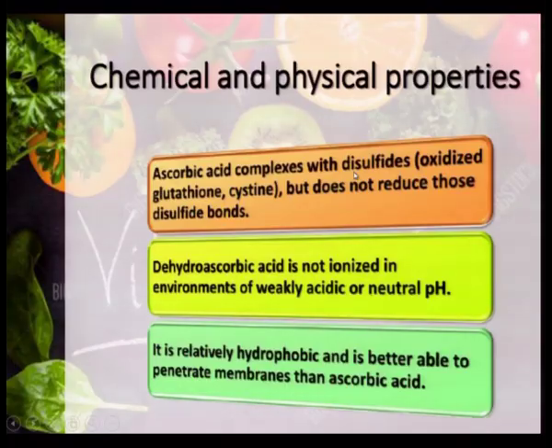So, one reason when people have a dietary supplement of vitamin C taken in the form of fresh food or fruits would be able to effectively handle this kind of mechanism of scavenging free radicals. So, you look at this picture where ascorbic acid can complex with disulfides and the oxidized glutathione and cysteine, but does not reduce those disulfide bonds.